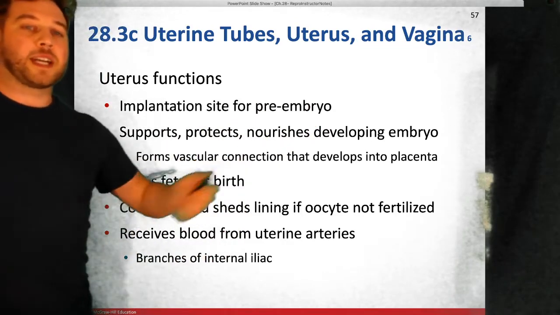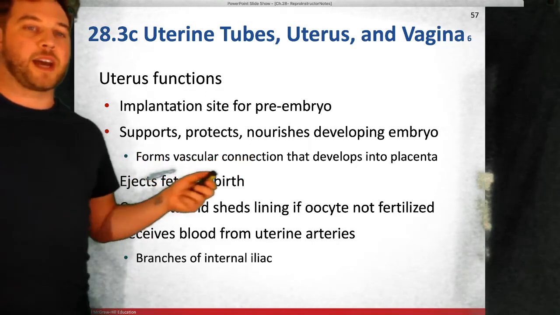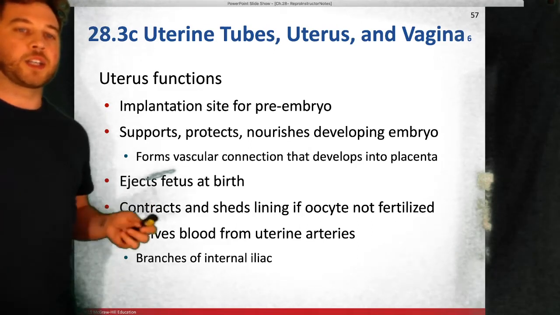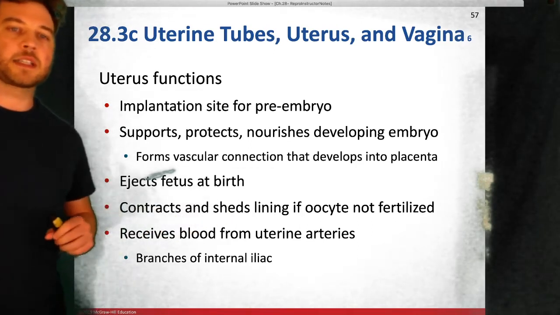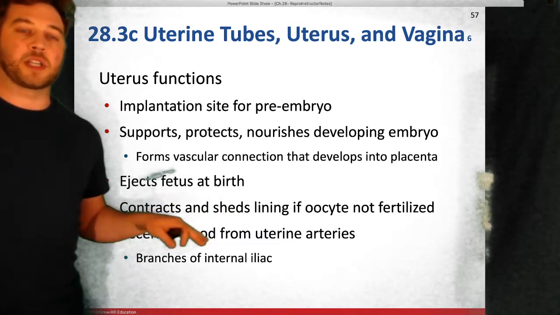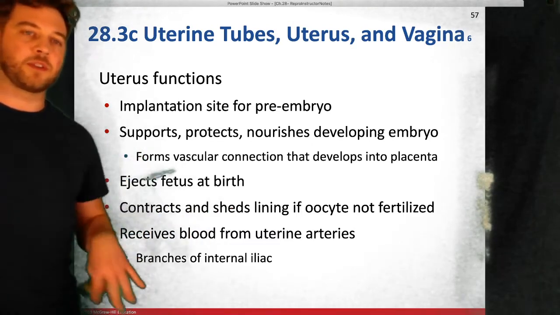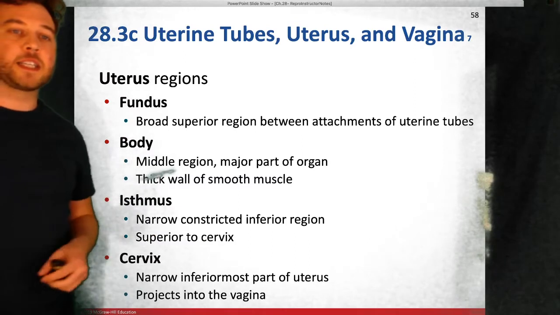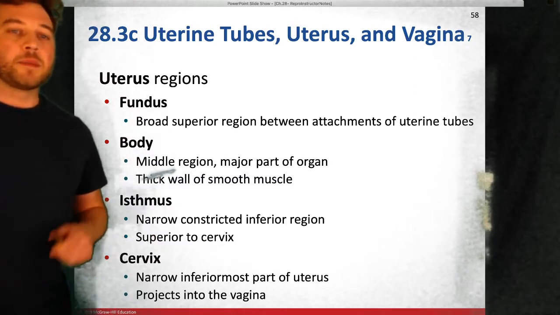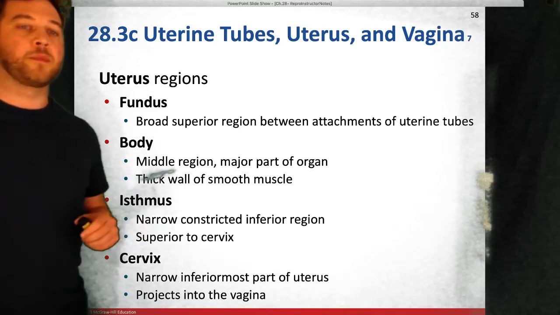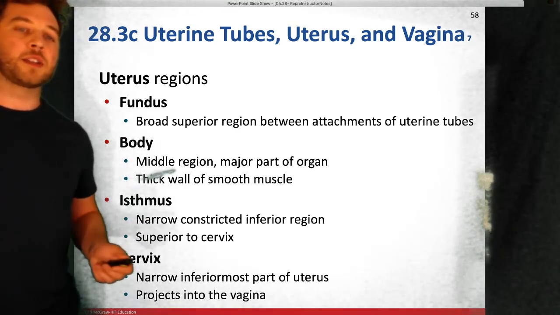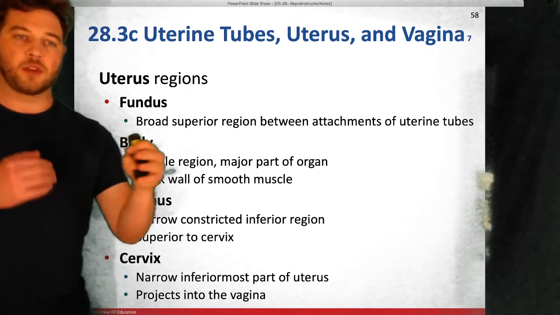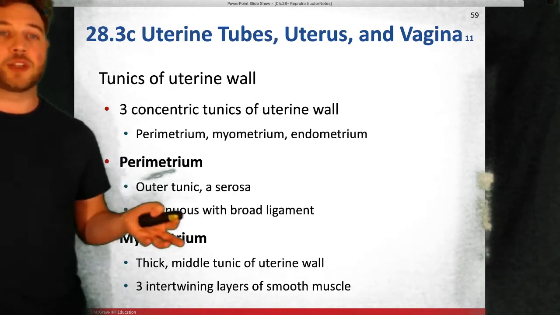The uterus is going to support, protect, and nourish a developing embryo. It forms a vascular connection that develops into the placenta. It will eventually eject the fetus. It contracts and sheds the lining if the oocyte is not fertilized, and receives blood from uterine arteries, which are branches of your internal iliac artery. If you remember, that comes off of your abdominal aorta. The different regions: you have the fundus, body, isthmus, and the cervix. The body is the major portion, the isthmus is the narrow constricted inferior region, and the cervix projects into the vagina and is a small canal between the uterus and the vagina. Or the lumen of the uterus, I should say.